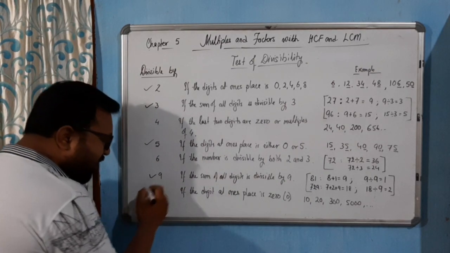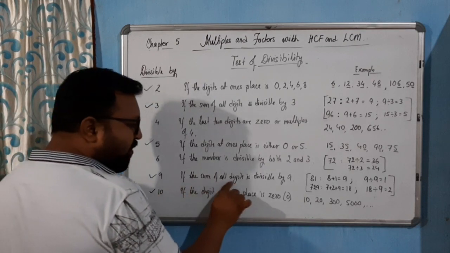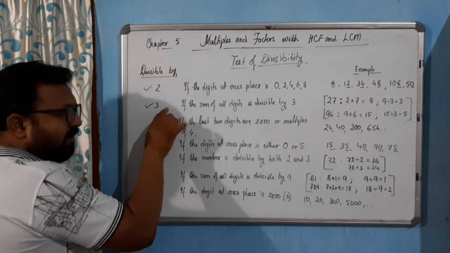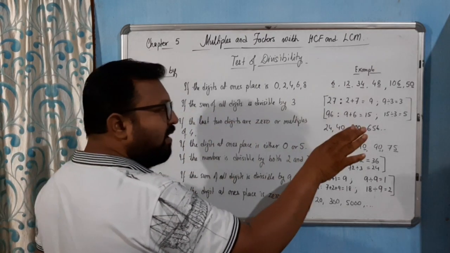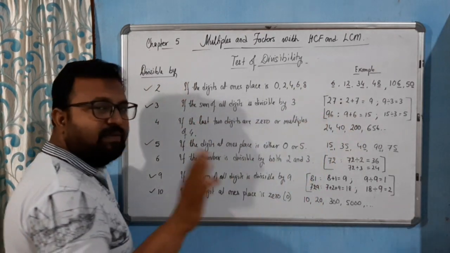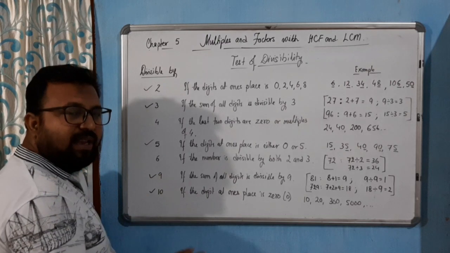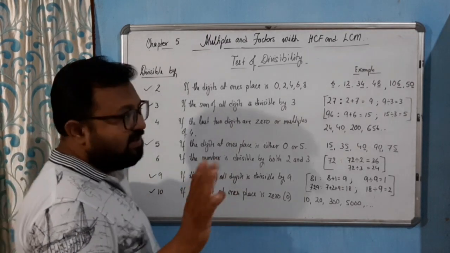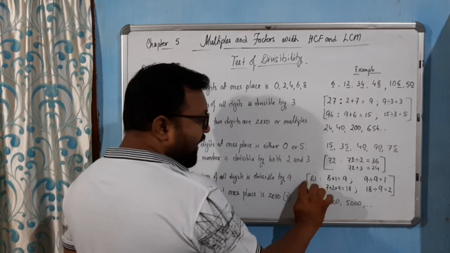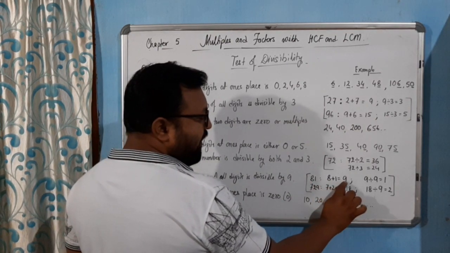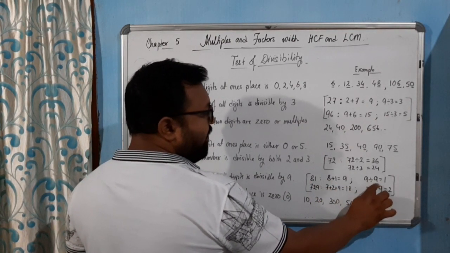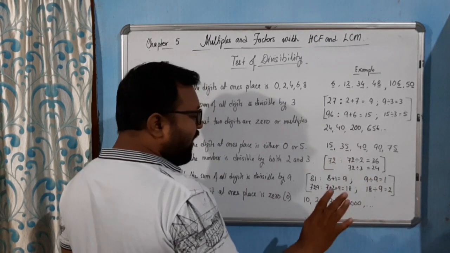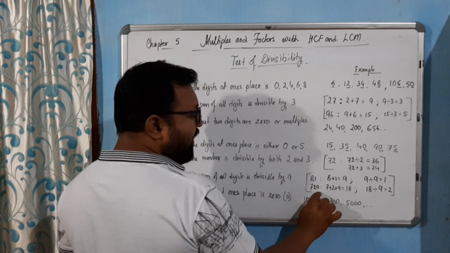In case of 9, here also, if the sum of all digits is divisible by 9. For 3, if the sum of all digits is divisible by 3, then that number is divisible by 3. In case of 9, if the sum of all digits is divisible by 9, then that number is divisible by 9. See the example here, 81. 8 plus 1 gives you 9. So 9 is divisible by 9. Or moreover, you can write 9 is a multiple of 9.